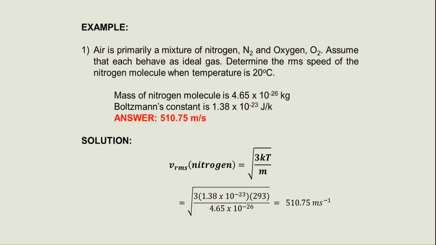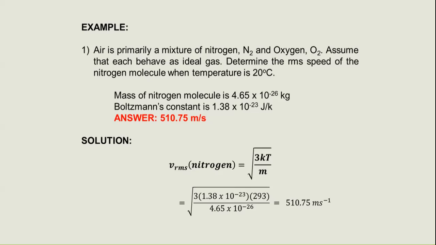For this example, air is primarily a mixture of nitrogen and oxygen. Assume that each behaves as an ideal gas. Determine the RMS speed of the nitrogen molecule when the temperature is 20 degrees Celsius. This is very straightforward. You have your gases, nitrogen and oxygen, and it is also stated that it behaves as an ideal gas. So you can straight away use VRMS because we know that VRMS is used in an ideal gas situation.